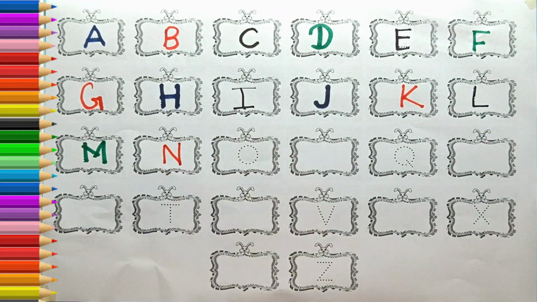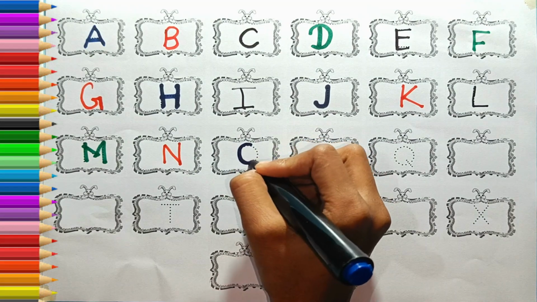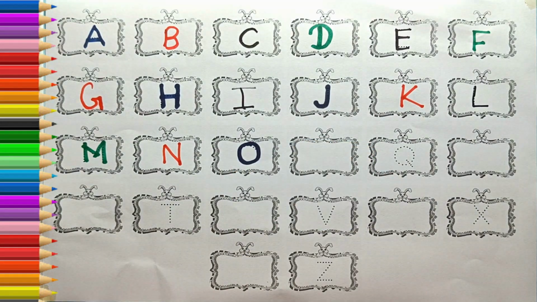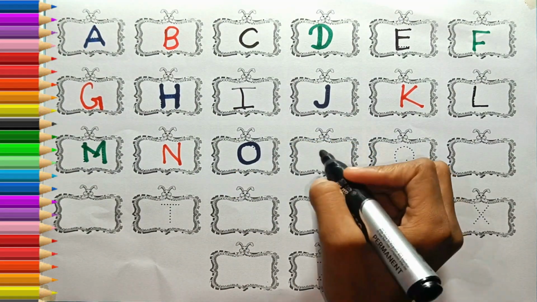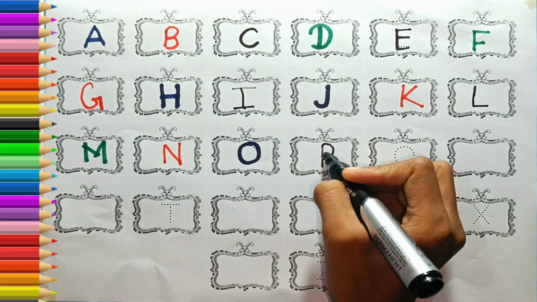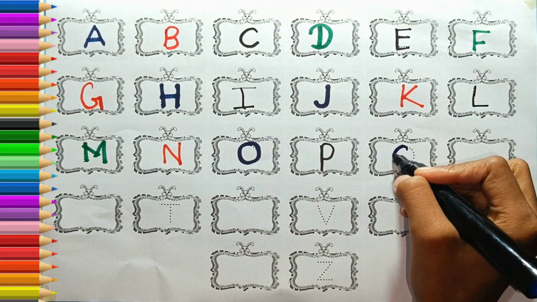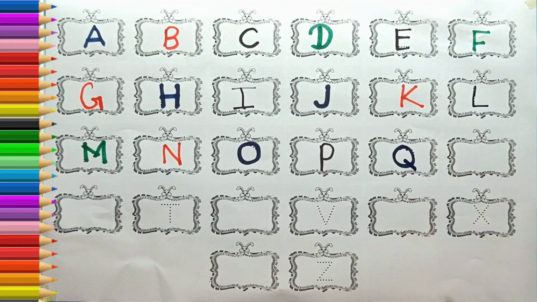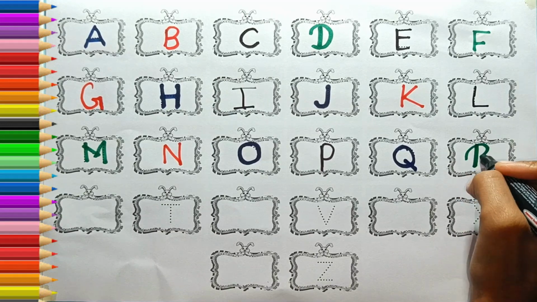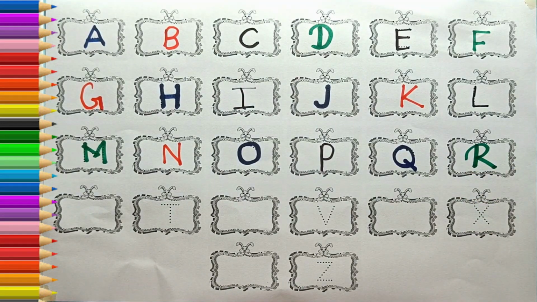N for nest. O for owl. P for penguin. Q for queen. R for rose.